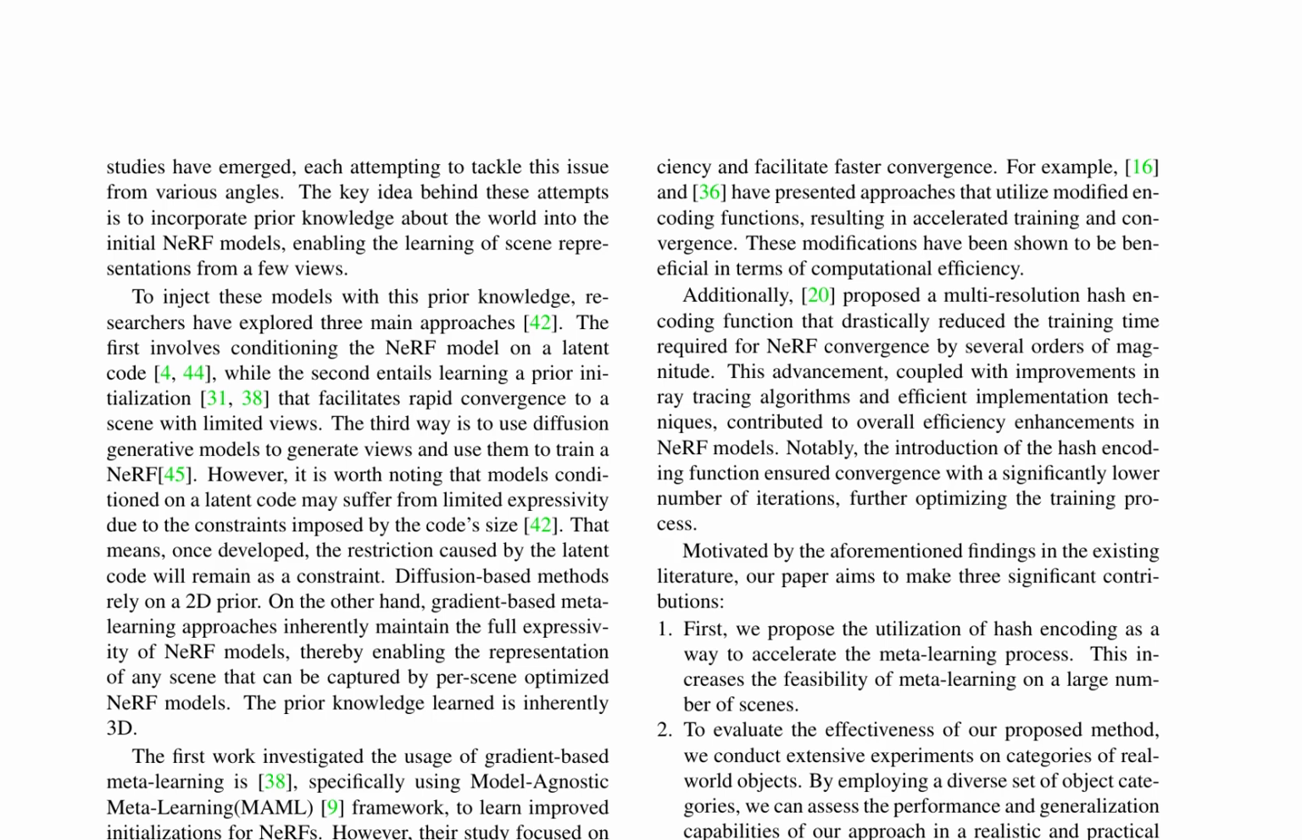However, these approaches have limitations, such as limited expressivity due to the constraints imposed by the code's size or reliance on 2D priors. In contrast, gradient-based meta-learning approaches maintain the full expressivity of NeRF models, enabling the representation of any scene that can be captured by per-scene optimized NeRF models. The proposed method aims to apply gradient-based meta-learning to NeRFs that incorporate view-dependent color output, with the objective of achieving generalization in many categories of commonly used objects.